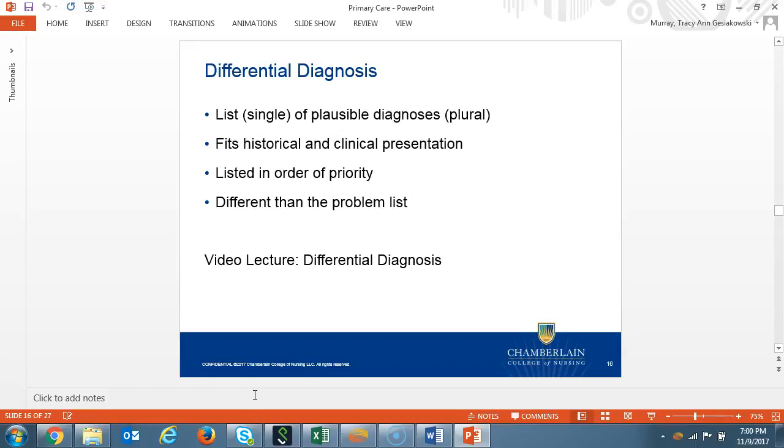Differential diagnosis, or the differential, is a list, which is single, of plausible diagnoses, or plural, that fit the historical and clinical presentation of your patient in order of priority. This is different than the problem list, which is a list that includes all of the active medical problems for the patient. You'll be seeing these in your clinical rotations, but for the purposes of your first clinical course, we will not be putting together problem lists. The focus in this course is on how to formulate a differential diagnosis. There is a separate video lecture on the differential diagnosis for you to view this week, which presents the concept of formulating a differential diagnosis in a meaningful way.